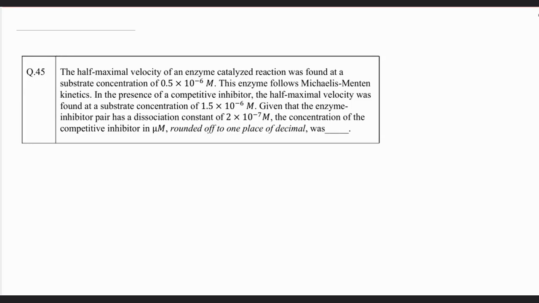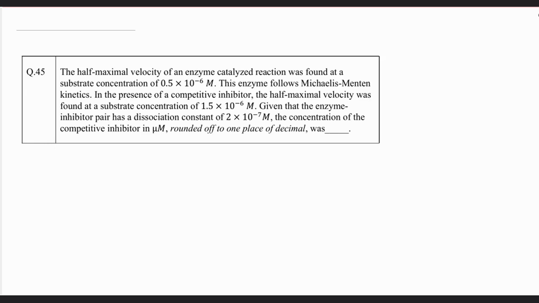The half maximal velocity of an enzyme catalyzed reaction was found at a substrate concentration of 0.5 into 10 power minus 6 molar. So this enzyme follows Michaelis-Menten kinetics. In the presence of a competitive inhibitor, the half maximal velocity was found at a substrate concentration of 1.5 into 10 power minus 6 molar. Given that the enzyme inhibitor pair has a dissociation constant of 2 into 10 power minus 7 molar, the concentration of the competitive inhibitor in micromolar rounded off to 1 decimal place would be what?